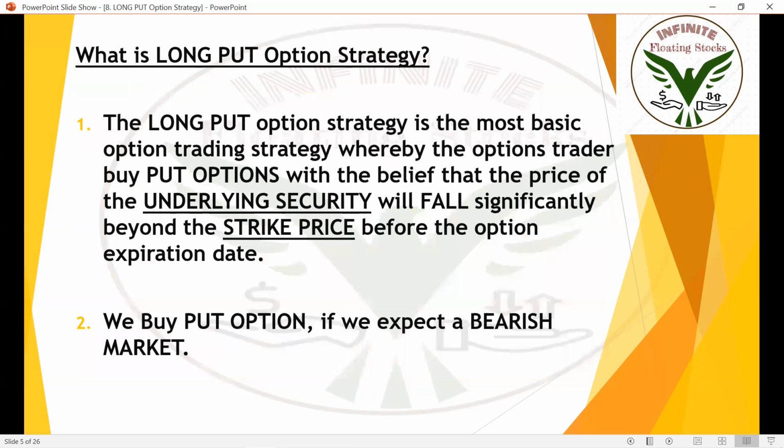All right. So what is the long put option strategy? Let's formally go through the definition. If you don't understand the definition also, don't worry. I'll be explaining it in my own terms in very simple language.